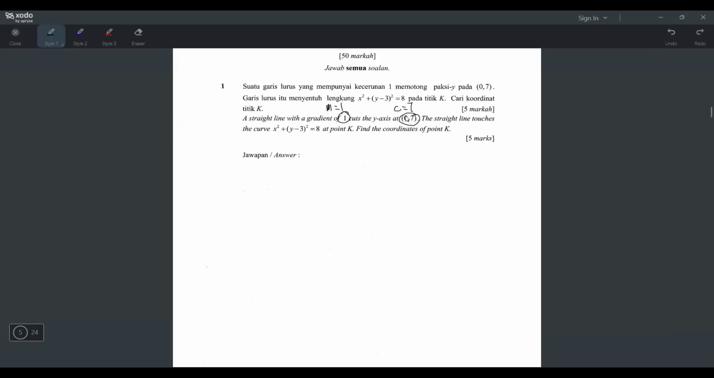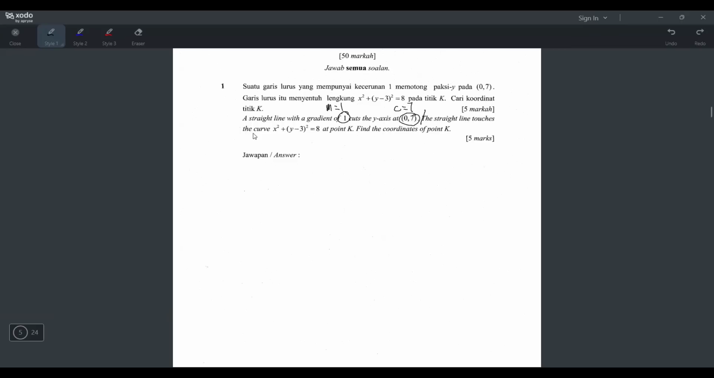And you can see the x coordinate is 0, right? Memang macam tu. Y-intercept, dia punya x mesti kosong. So that is why the x coordinate is 0, because this 7 is the y-intercept. And if you have the gradient and y-intercept, you can already find the equation of straight line, because the equation of straight line is y equals mx plus c, and you already have m and c. But let's see what they want first.